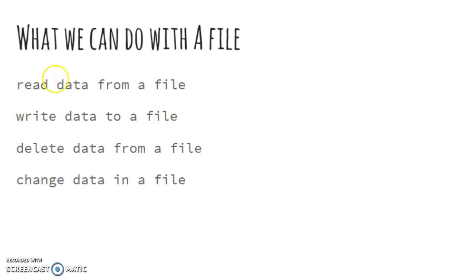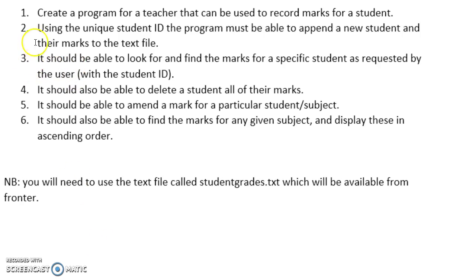Having looked at very simple examples for reading data from a file and writing to a file, we can now tackle some of the tasks which have been given here. So task 2, which is about appending a new student, this one here, should be pretty straightforward to do given the examples that you've worked through. And 4 and 5 here are about updating the file, so we're going to just leave those till the end.